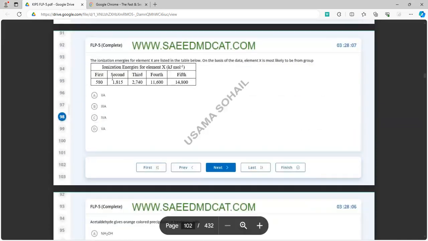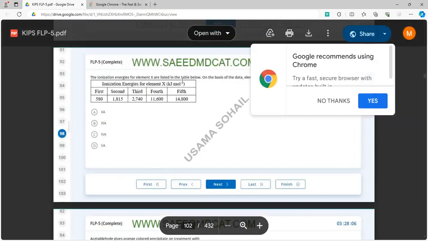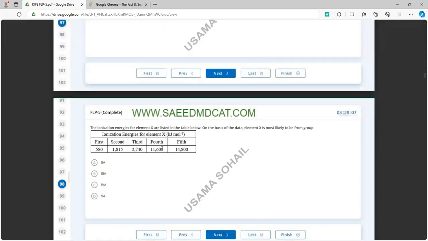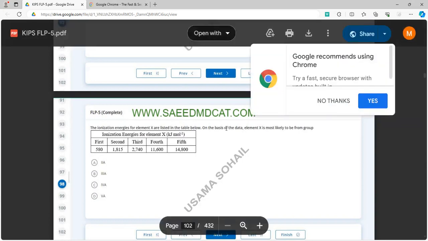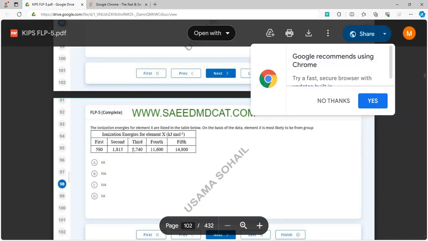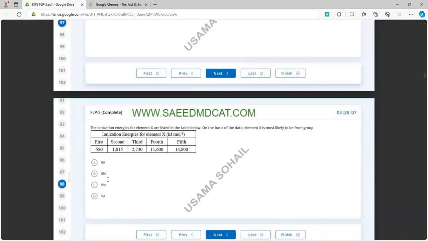Now, in question number 98, you need to know the abnormal trends of ionization energy. You can see there's a large jump between the fourth and the fifth ionization energy. However, the jump between the third and the fourth is much larger because over here there's about a 10,000 jump in energy. So, on the basis of the data, element X is most likely to be from which group? It's most likely to be from group 3A. Why? Because you can see that it requires a large amount of energy to lose this electron from group 4.